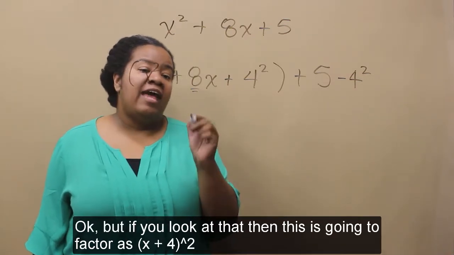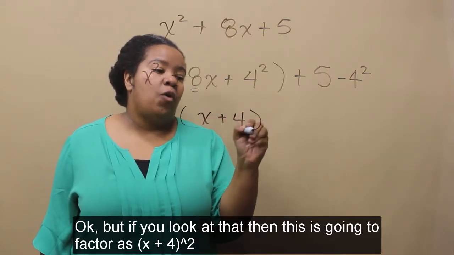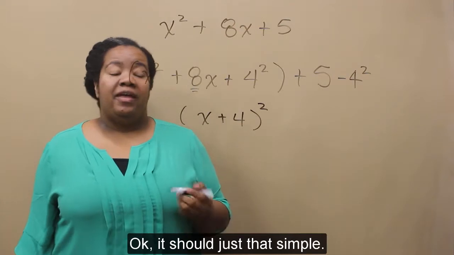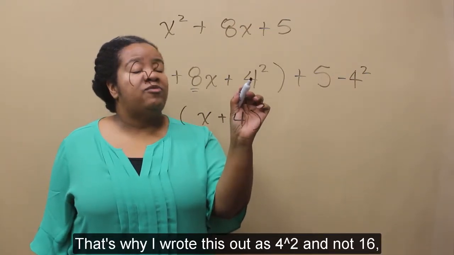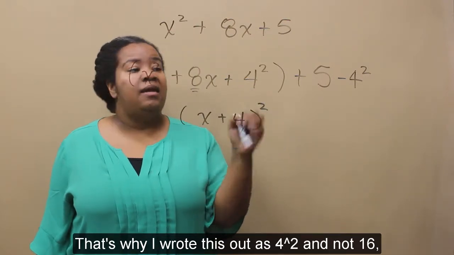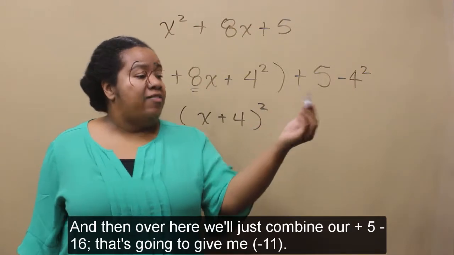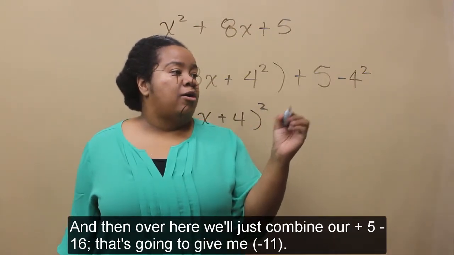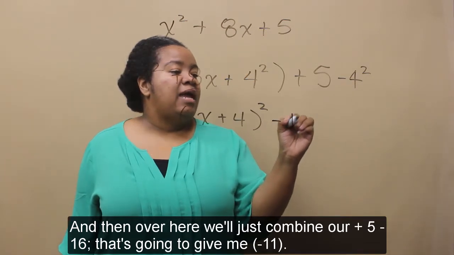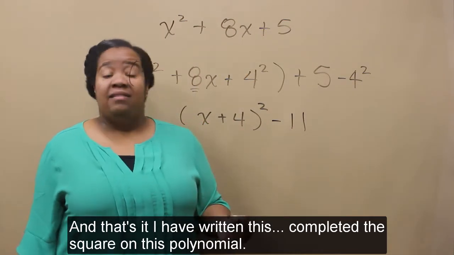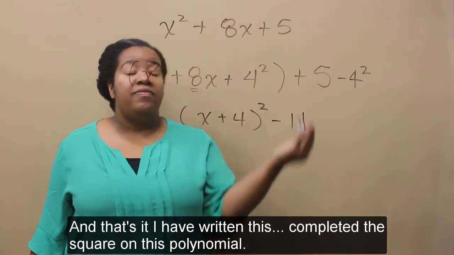Okay, but if you look at that, then this is going to factor as x plus 4 squared. Okay, and it should be just that simple. That's why I wrote this out as 4 squared and not 16. So we could easily say, okay, well, this is going to factor as x plus 4. And then over here, we'll just combine our plus 5 minus 16. That's going to give me negative 11. And that's it. I've written this, or completed the square, on this polynomial.